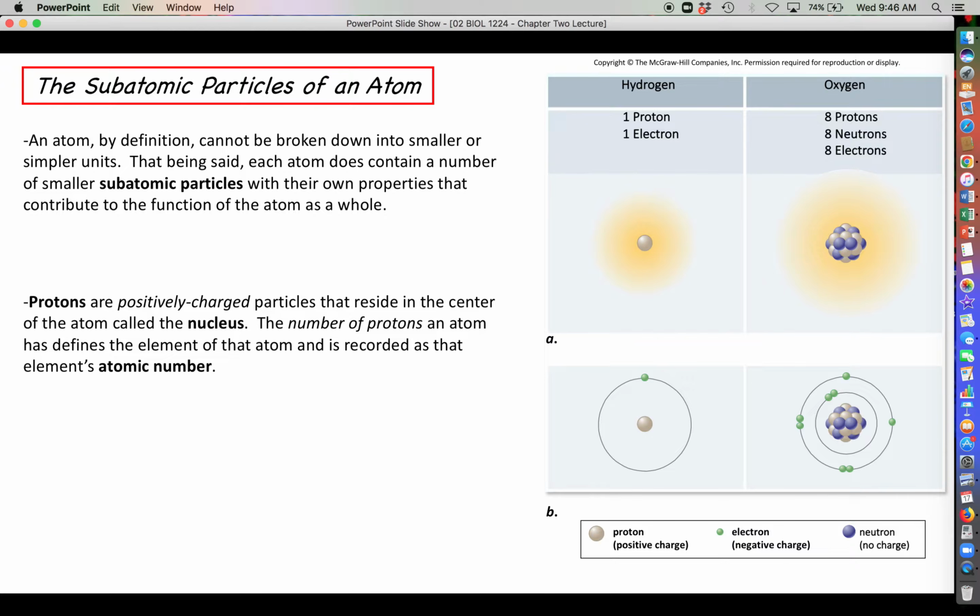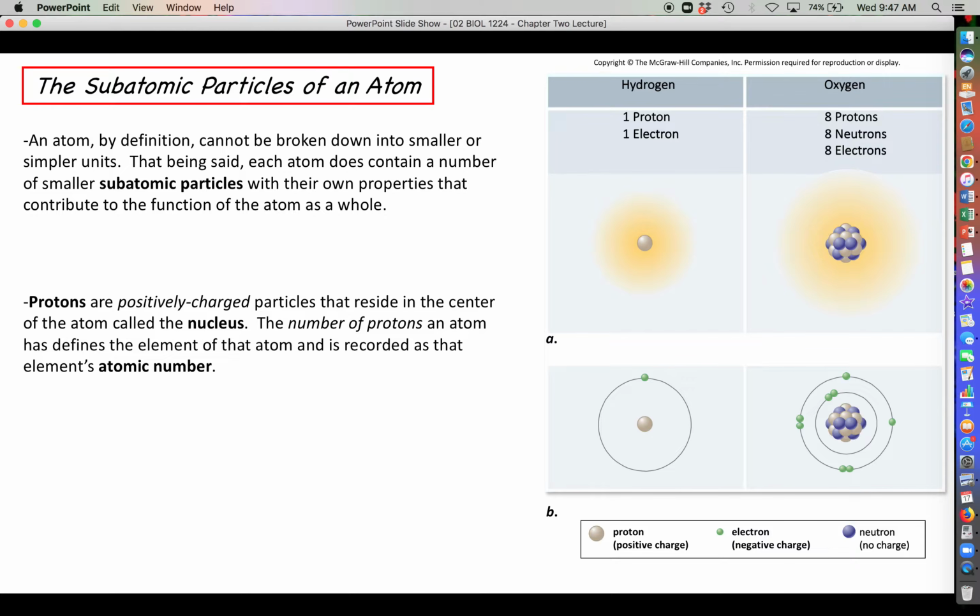The first one we will focus on is called the proton. Protons have a positive electrical charge. So electrical charge is something that we're going to be talking about a lot in this chapter. Protons are positively charged particles, and they reside in the center hub of the atom, which is called the nucleus. So we will learn here that the number of protons an atom has defines what element that atom happens to be. So for example, we will see that every atom of hydrogen has 1 proton. Every atom of oxygen has 8 protons. Every atom of carbon has 6 protons, and so on and so forth.